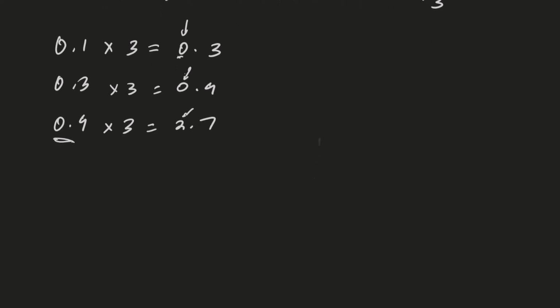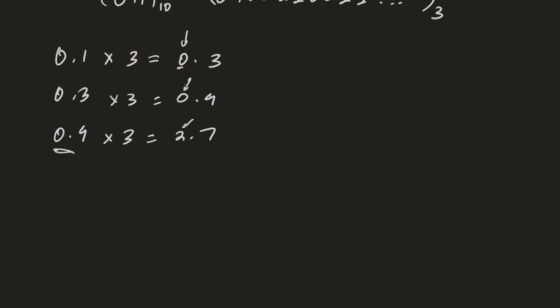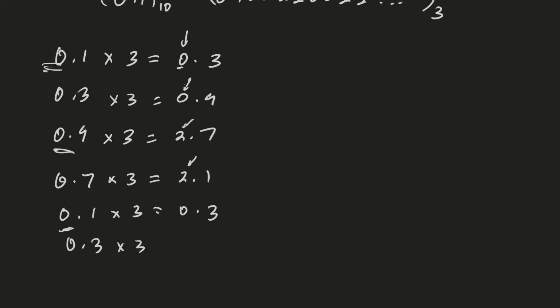Now I don't want to bring over 2.7, I just want to carry over the fractional part. So I carry over the fractional part, 0.7 times 3, and I get 2.1. And again, I'm paying attention to the 2. Carry over the fractional part, and you can see that we're starting from the beginning again. So that's 0.3, 0.3 times 3 is 0.9, and so on. And so what you're reading then is you're just reading the integer parts off of this table.